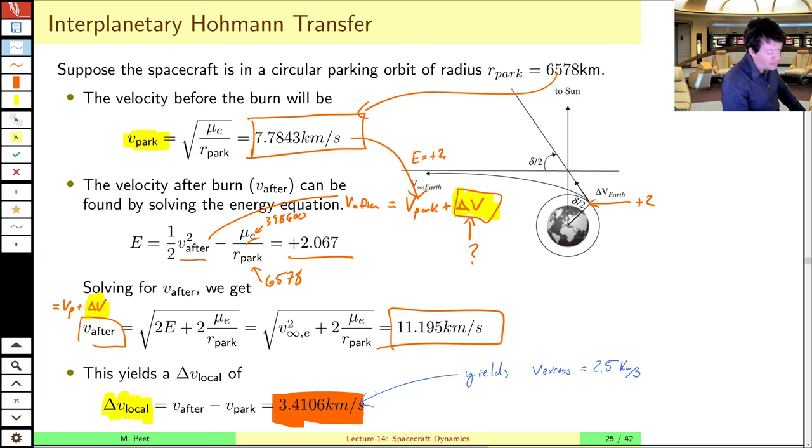Which is actually fairly impressive, right? Why is it fairly impressive? Well, because my delta V was only 3.4 kilometers a second. And now not only is that enough to get me out of the sphere of influence of the Earth, but after I leave, I still have an excess velocity of 2.5. And so it only took like 0.9 kilometers per second to leave the sphere of influence.